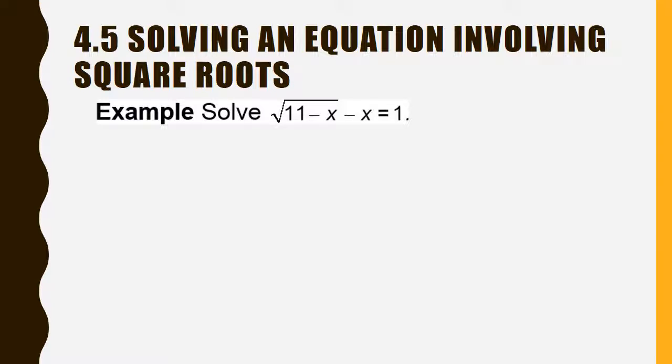So, let's try that problem that we had up there a minute ago. See if you can solve the square root of 11 minus x equals 1. Remember, we want to isolate the root first. Pause the recording, give this a try, and resume the recording to check your answer.